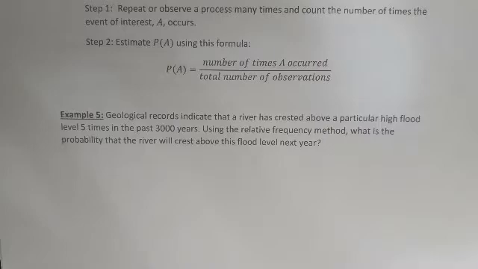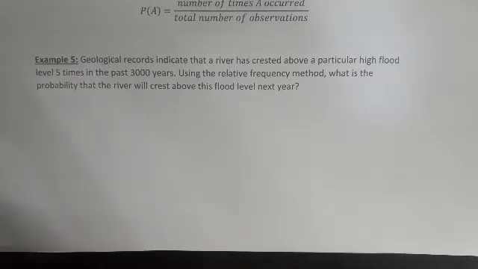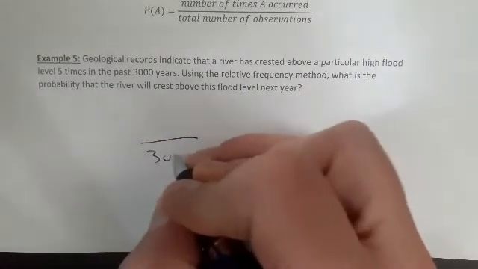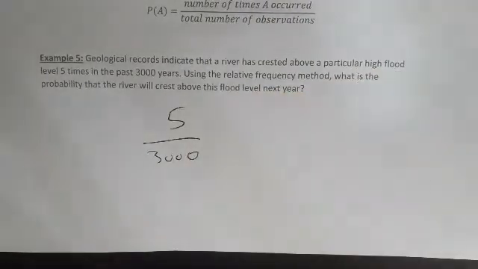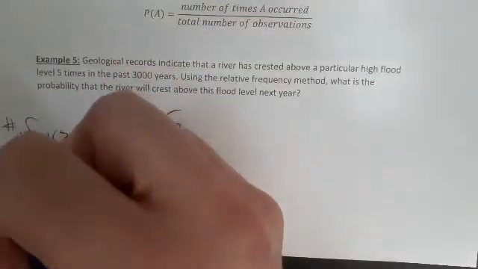So if we have geological records that indicate a river has crested above a particular high flood level 5 times in the past 3,000 years, using the relative frequency method, what is the probability that the river will crest above this flood level next year? We can use these relative frequencies to determine things like the probability of it flooding, the probability of something happening, based on what has happened in the past. So, geological records: 5 times in the past 3,000 years. Out of a total of 3,000 years, in 5 of those years the river has crested. It has flooded.